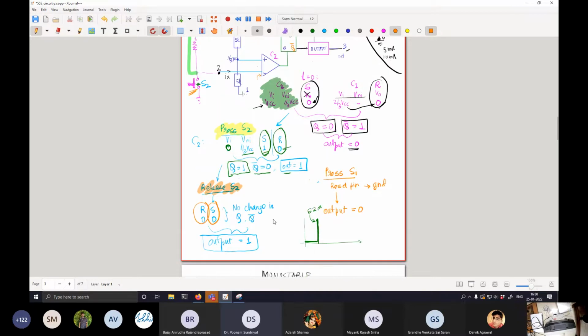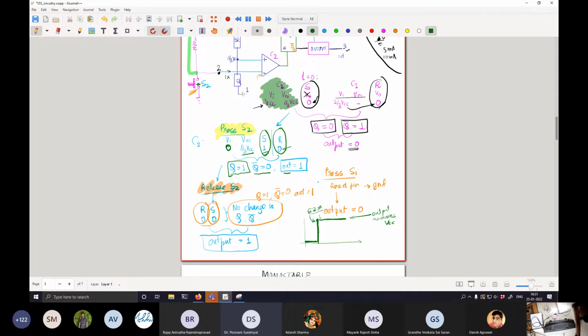What does that mean? When R and S both become 0, there is no change in Q and Q bar, meaning Q will be 1, Q bar will be 0. Output will be equal to 1. And so even when switch 2 is off, it can switch off at any point, this output remains high. Output remains at VCC. When I say output remains high, it is the high signal, meaning logical 1 multiplied by VCC.